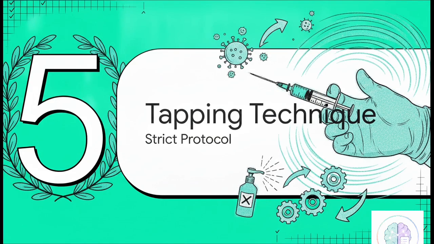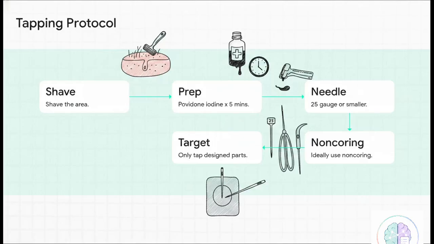And finally, Section 5, the shunt tapping technique itself. It's a strict, unforgiving protocol. You really have to follow this point by point if you want to keep complication rates at an absolute minimum. First, shave the area directly over the access point. Second, prep aggressively. The standard is povidone iodine solution, and you leave it for a full 5 minutes for maximum antimicrobial action.